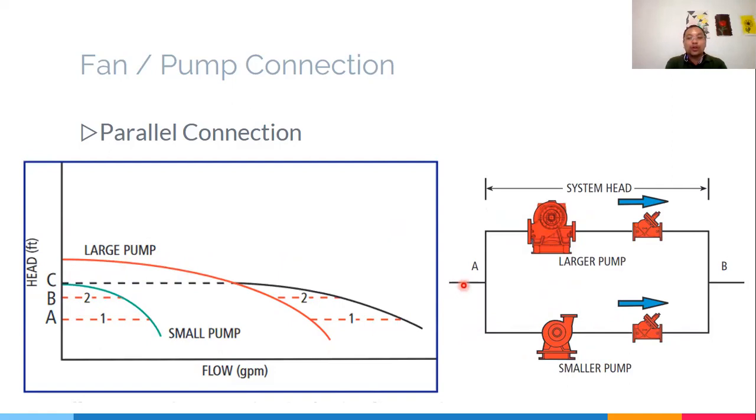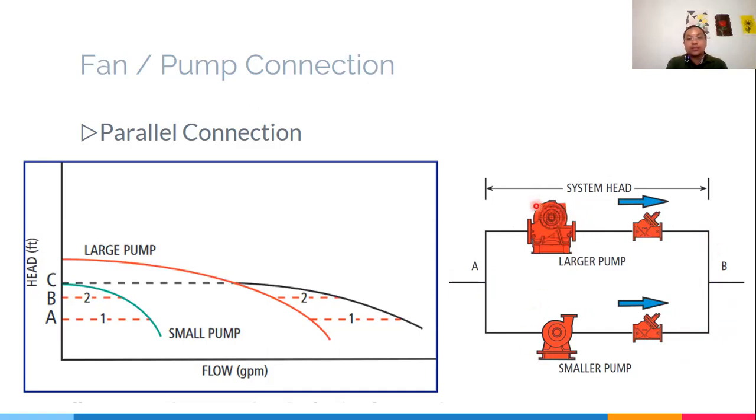Yung fluid mo will all go to the larger pump. It will not go to the smaller pump. What will even happen is the fluid will go here and will distribute to here and to here. At this point, magkakaroon ka ng backflow, because you have two dissimilar pumps. Question?